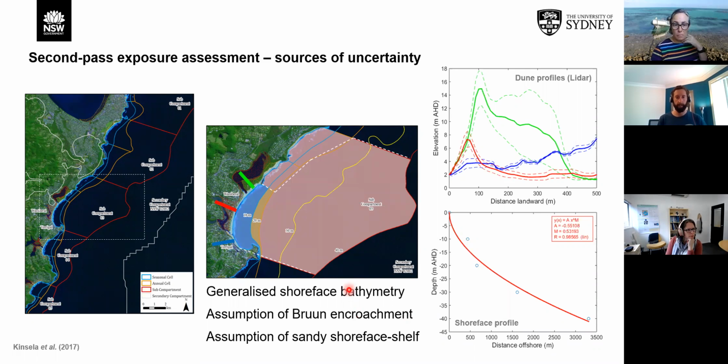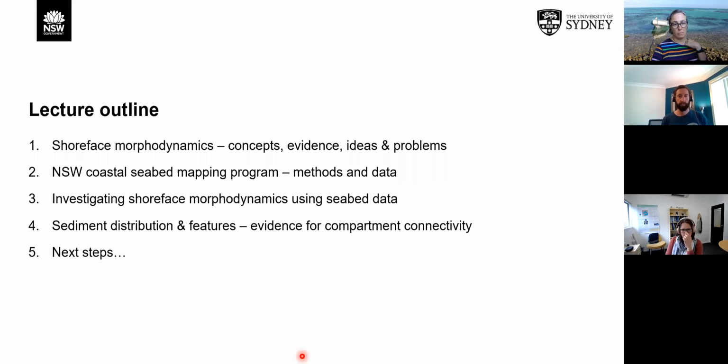So our understanding suffered from generalized shore face bathymetry, not a lot of data out here, an assumption that the Bruun encroachment model would occur everywhere, and an assumption that the shore face and inner-continental shelf was essentially all unconsolidated sand similar to the beach system. So that's sort of an overview of the setting and the problems.